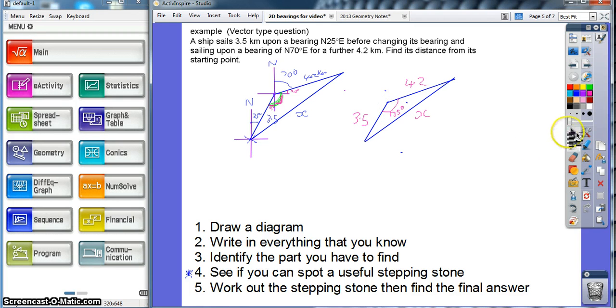Now, you can use the cosine rule to solve this. If you don't know how to use the cosine rule, that should be addressed in a different video. So try it now, pause the video, try and solve it and work out what x is, and then check in a minute.